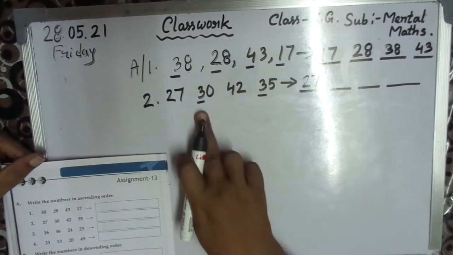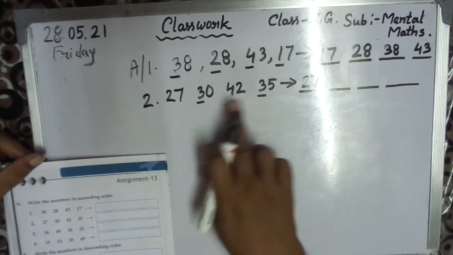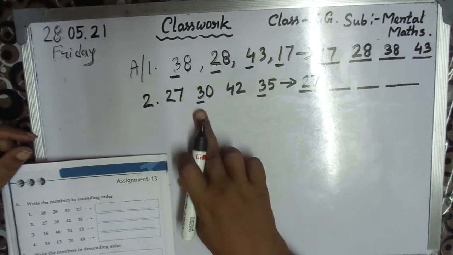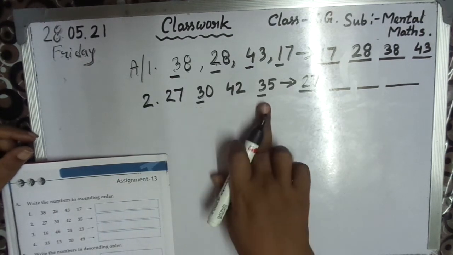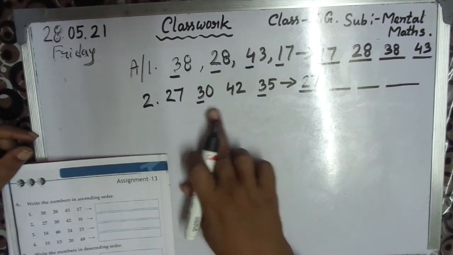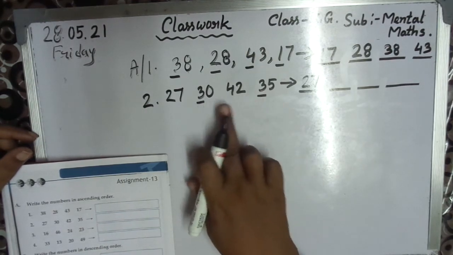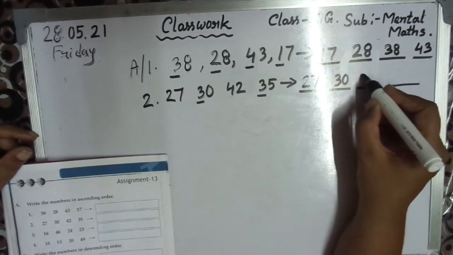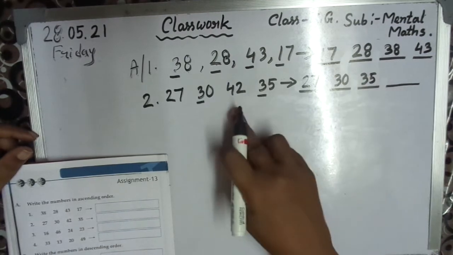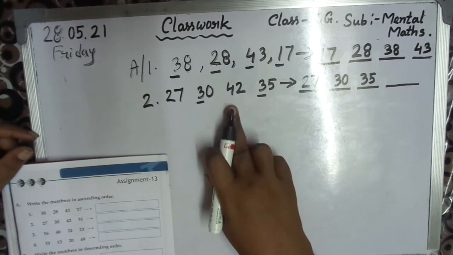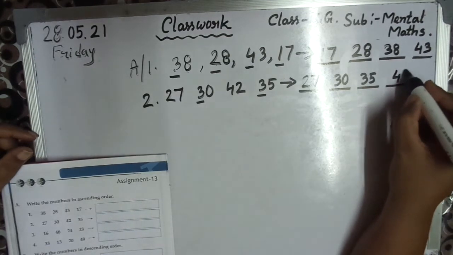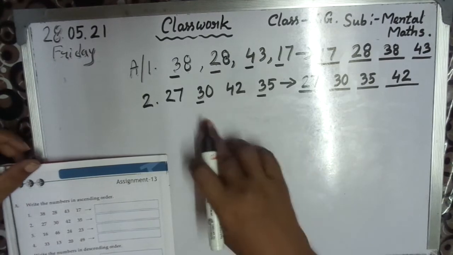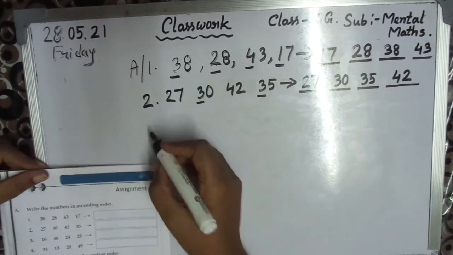Next number, yes, 30. Same tens is here. So 30 or 35. So you know children, 35 is bigger than 30. So you write 30. After then 35. Next, last number, you see 42. So tally, okay, every number you tally it first, after then you write, okay.